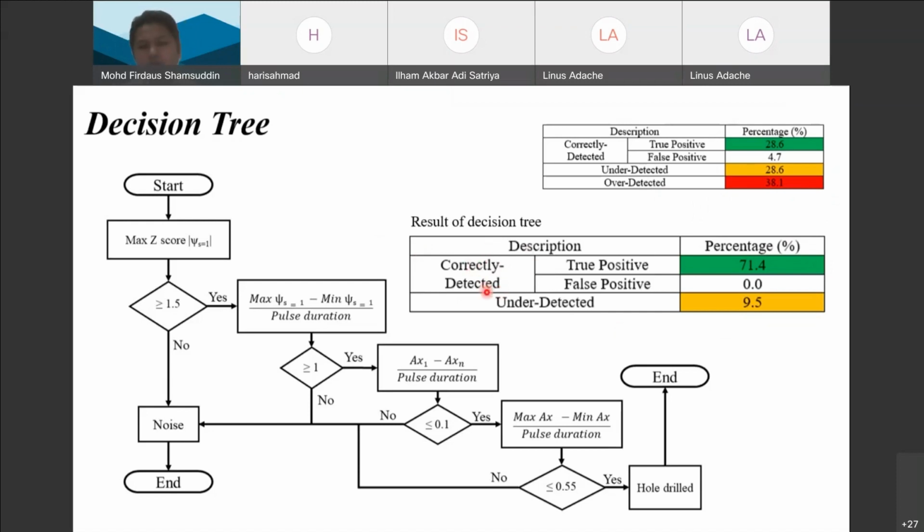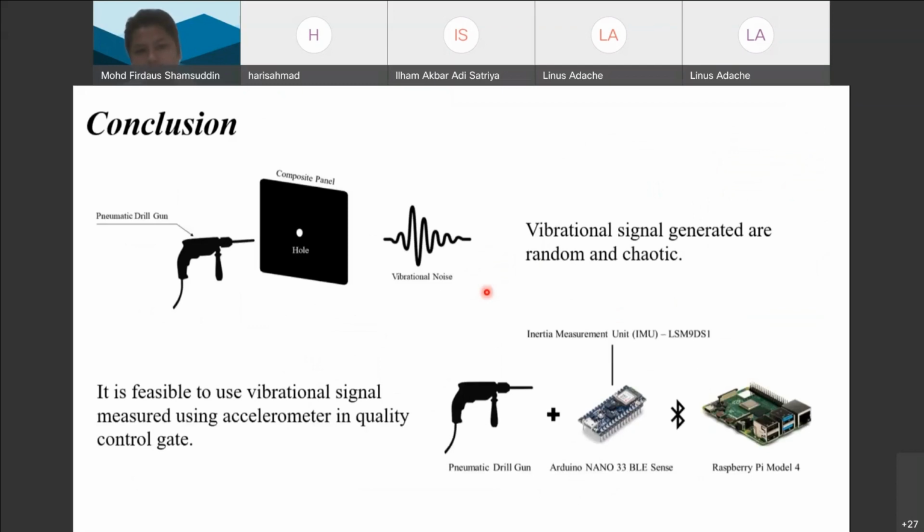And for conclusion, based on the activity that we have done, we have seen that the vibrational signals generated are random and very chaotic. This is to be expected because we are dealing with a manual drilling process. Based on the results, we have seen that it is actually feasible, practical, for us to use the vibration signal measured using an accelerometer in our quality control gate. So probably we're going to propose this to the industry for actual application.